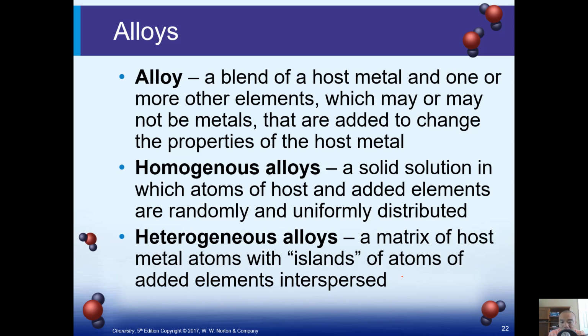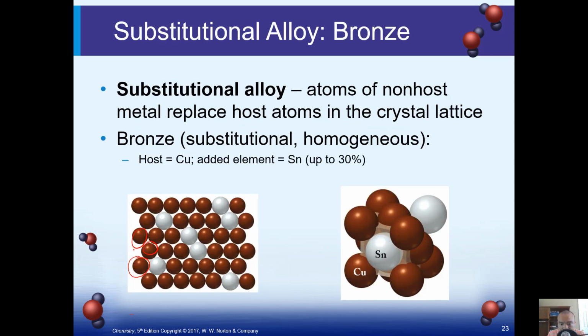The heterogeneous alloys are those in which the added elements are randomly distributed as islands of added material. The composition may vary significantly with location on the atomic level. Two examples of a heterogeneous alloy are tin and lead solder, and mercury amalgam, which is used to fill teeth. One example of a homogeneous alloy is bronze, in which the host metal is copper and may contain up to 30% of added tin.